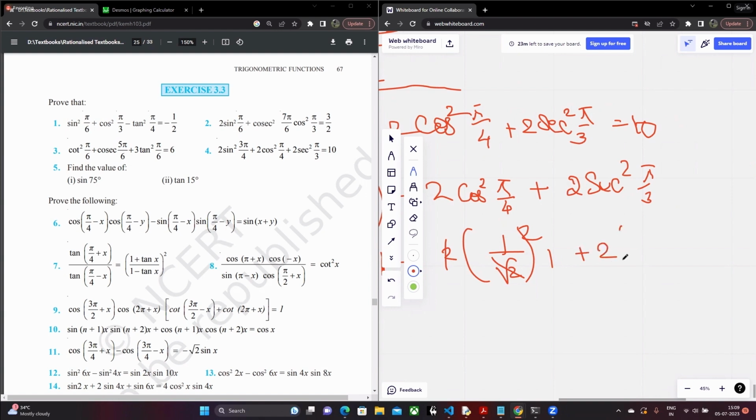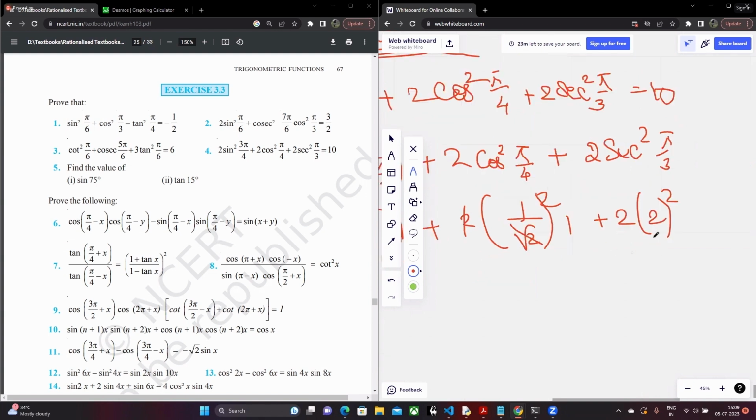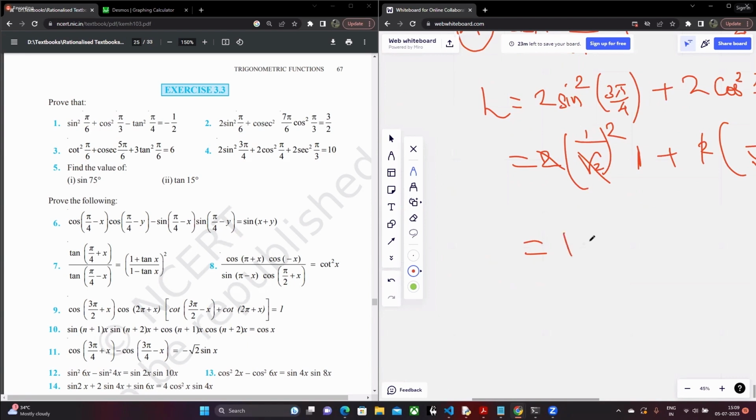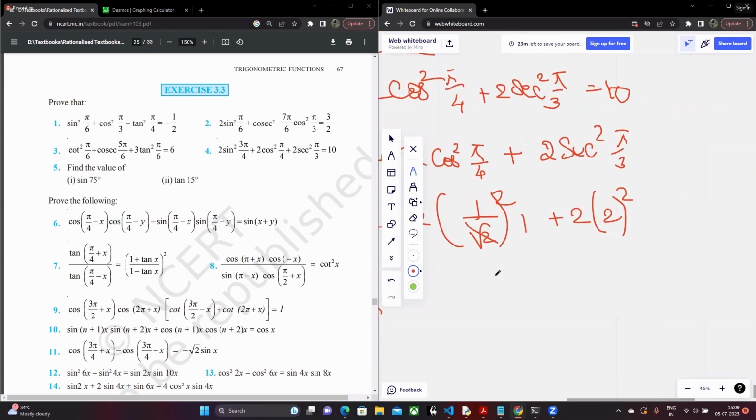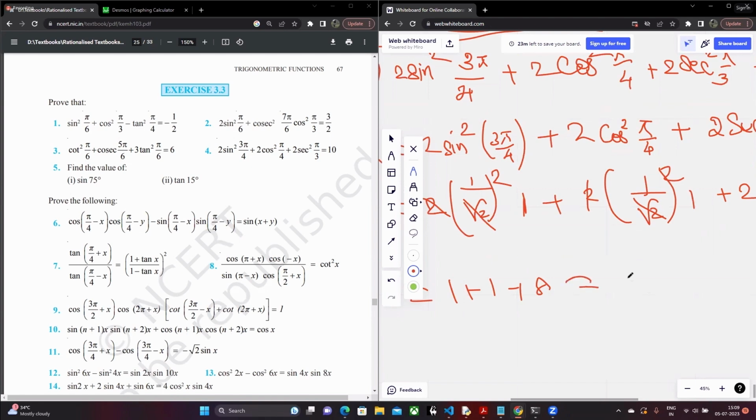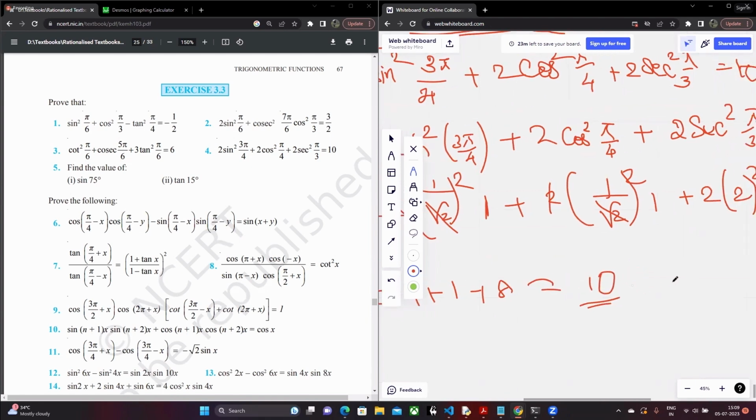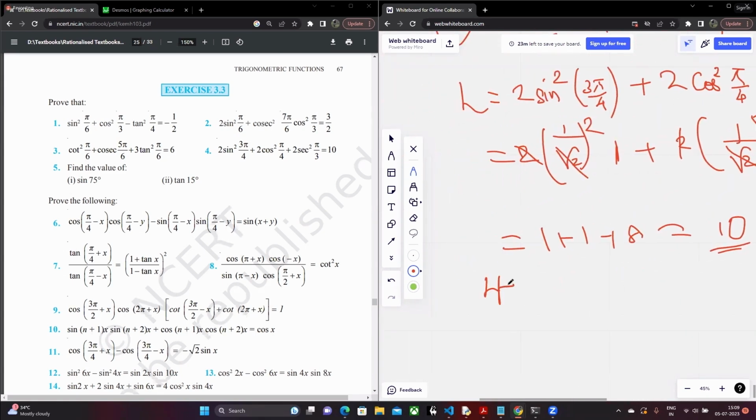Right? Plus this is 2 times 2 the whole square. Right? Which is basically 1 plus 1 plus 8. Because this is basically 2 cubed, right? And 2 cubed is 8. This is equal to 10. Which is the right hand side expression. Right? Because this is a 10. Therefore, you can state that LHS is equal to the RHS. Therefore, you have this statement.